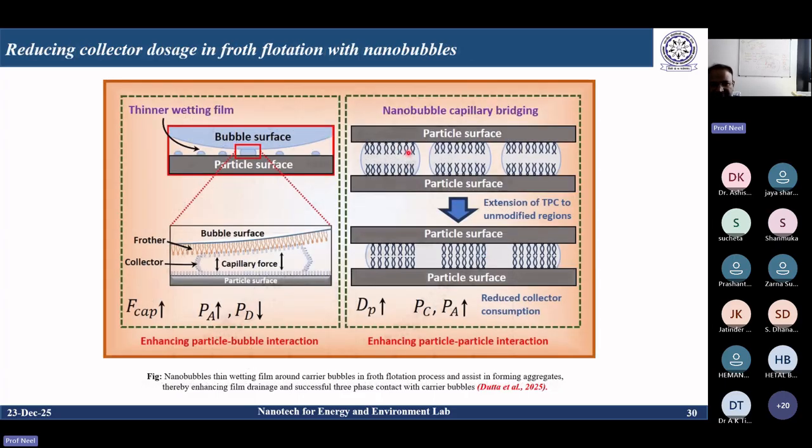Again, as I said, the simple mechanism is that if there are two particles present, the bubble forms a bridge, and that bridge continuously forms between the various particles together, and in this way it forms a bigger particle from these smaller particles.